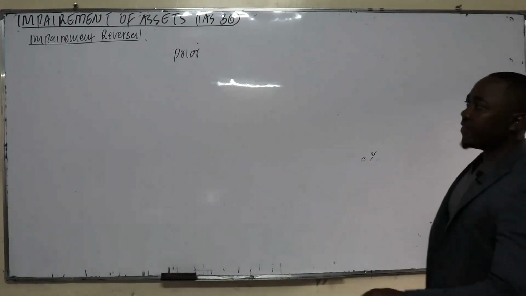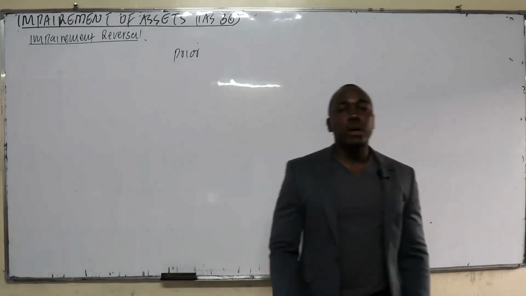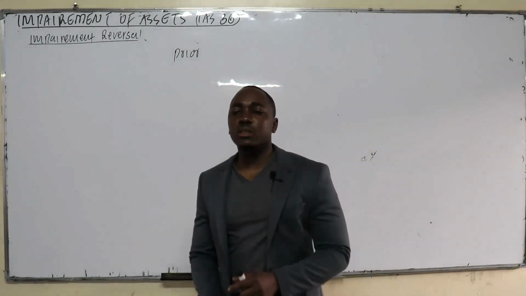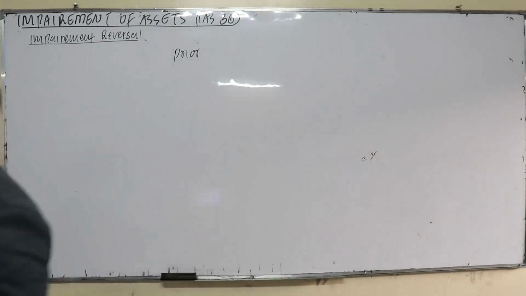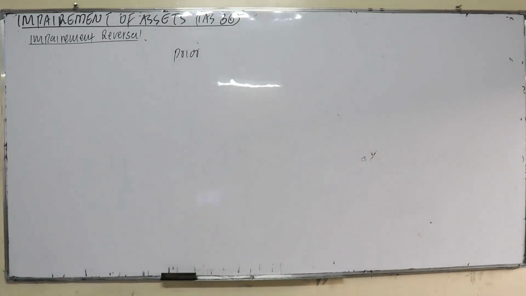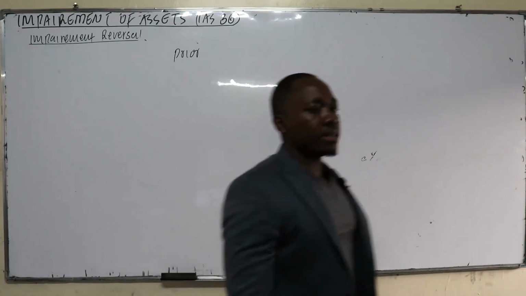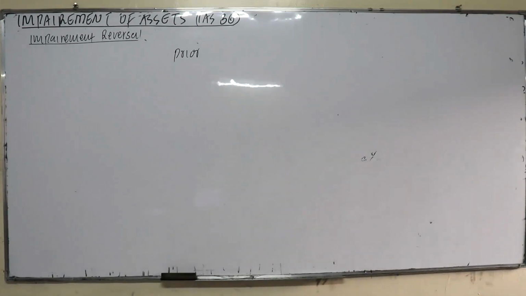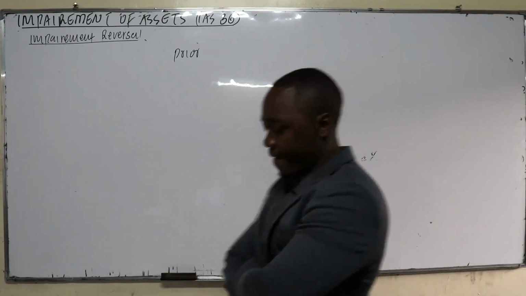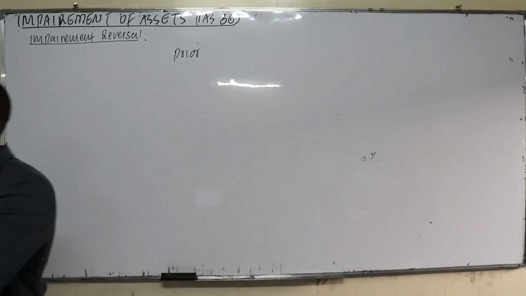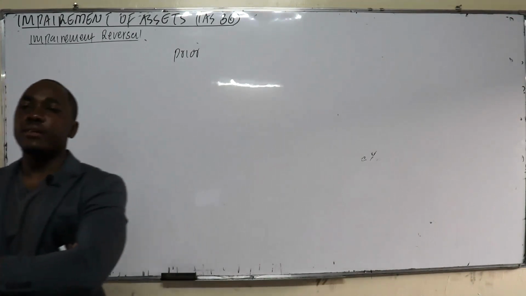Number two, significant changes with favorable effect to the entity's asset. In this case, the other one was adverse changes. Now, in this case, it's favorable changes.